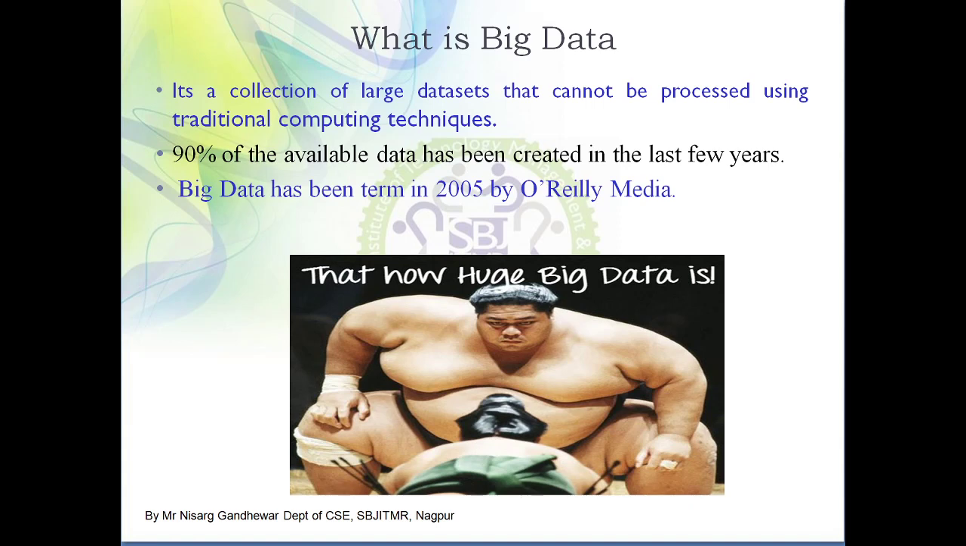You require parallel processing so that you process the data and get the result in very quick time. Then, 90% of the available data has been created in the last few years. As I told you, before Facebook, maybe you are aware there was Orkut. At that time social networking was also there, but people were not that much attracted towards it. That much data was not generated. But as soon as Facebook came into the market, a huge amount of data is being generated.